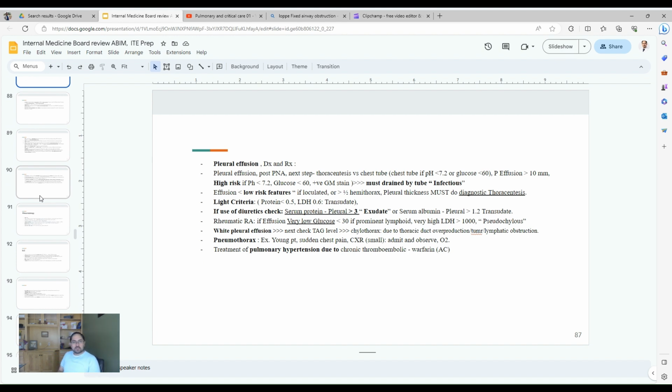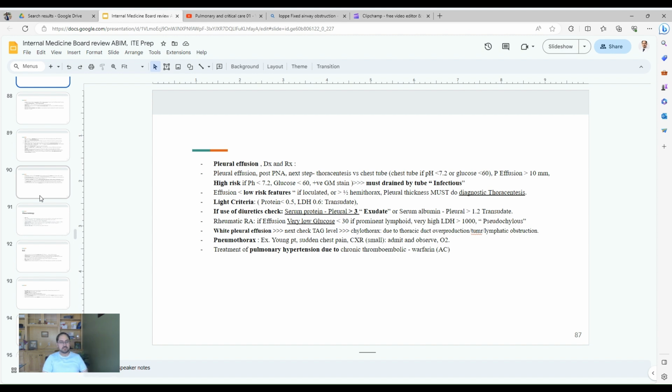Pleural effusion is very common in the test. They may ask you about the diagnosis, the causes, the indication for thoracentesis, or the indication for chest tube. The indication for chest tube is high risk effusion, high risk for infection: pH less than 7.2, glucose less than 60, exudate, Gram stain is positive. It's better to have a chest tube.